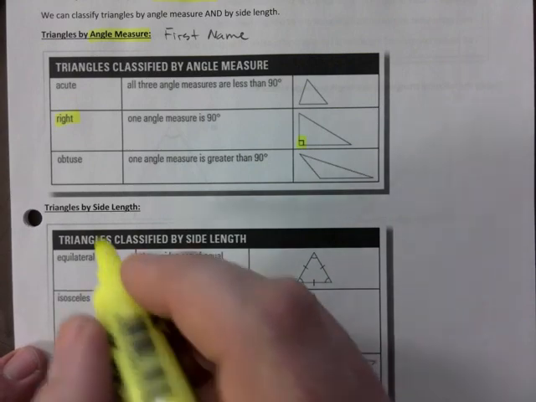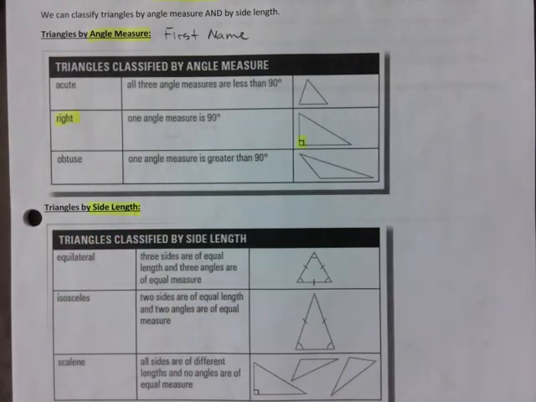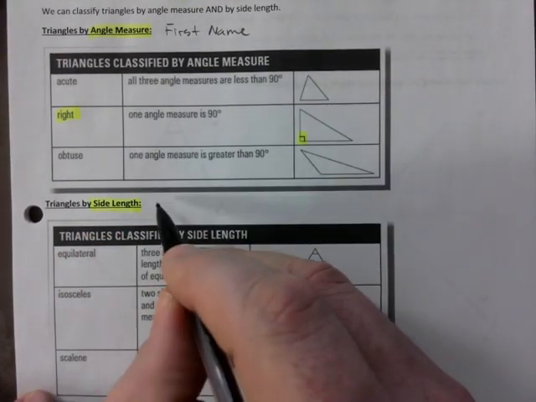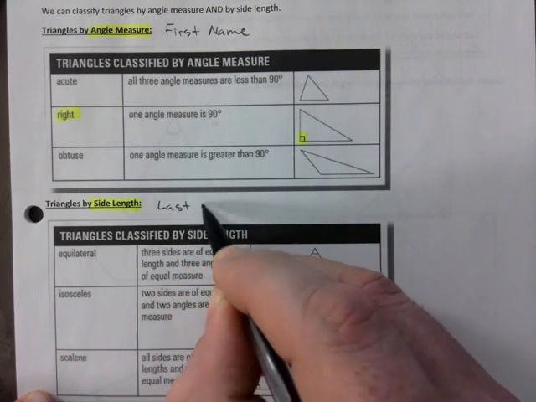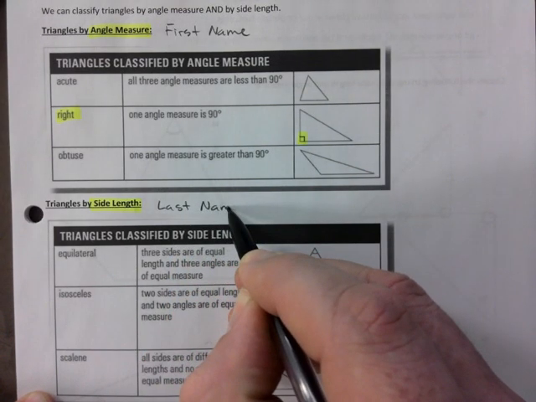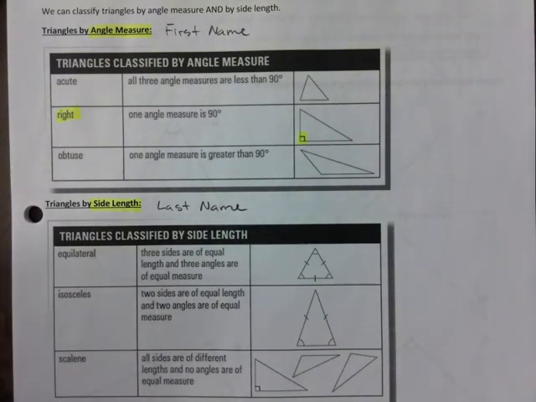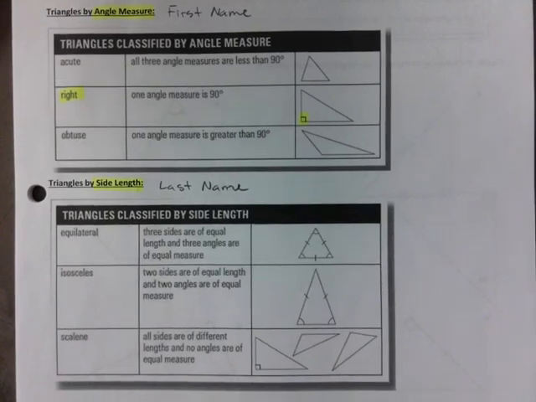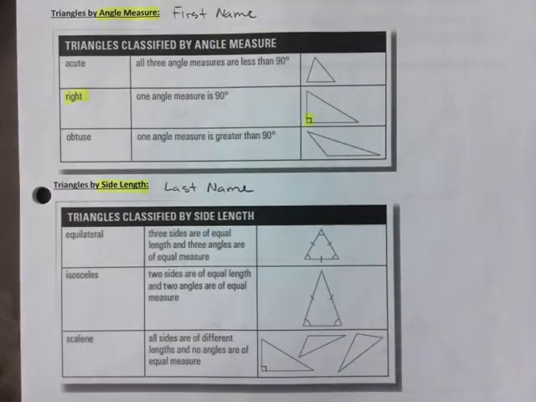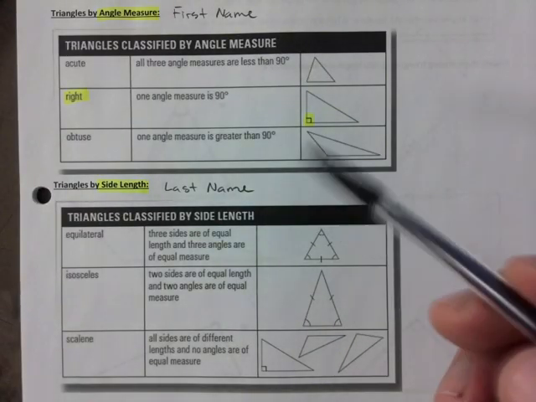Okay, and then by side length, you also classify them by side length. So this is the last name. But really, I don't care if you mix them up. If you give me the last name first and then the first name second, it doesn't matter to me, and you're not going to lose any marks. Okay. So you will have to give it a first name.